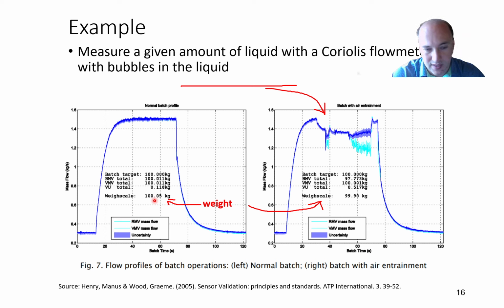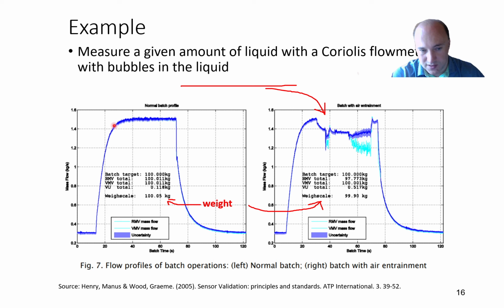And in the liquid, there were occasionally bubbles. What this does to the Coriolis flow meter is that you will get a wrong reading, because the bubbles have different properties, and they will not be measured correctly with the Coriolis flow meter. The way they used that in the process is that they had a pump. Here they started pumping, so this is the flow rate.